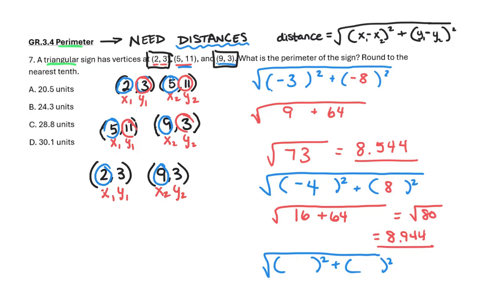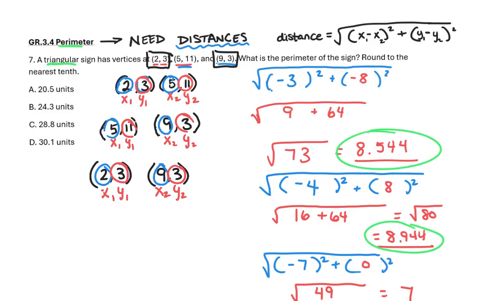So I'm subtracting my x's, 2 minus 9. 2 minus 9 is negative 7. And then I'm subtracting my y's, 3 minus 3, 0. So that's gonna be negative 7 squared. So negative 7 times itself is 49. And then plus 0. So it's just square root of 49, which is just 7. So I've got my 3 numbers that I've got to add together. I've got to do the sum of those 3 numbers. So I'm adding them together right now.